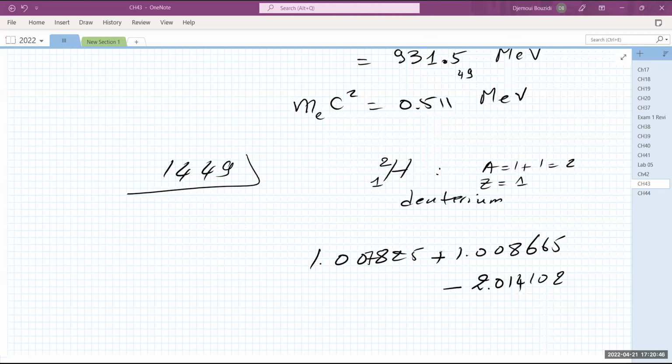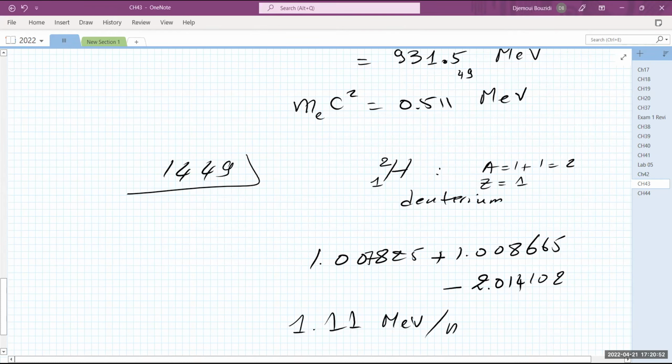Let me share the screen. To form deuterium, you need 1.11 mega electron volt per nucleon. Remember, you have 2 of them. So each one of them brings that much.